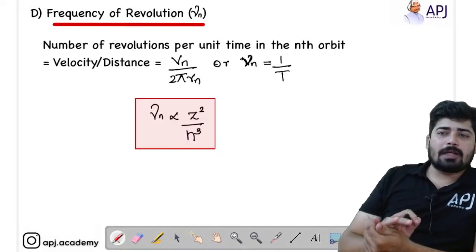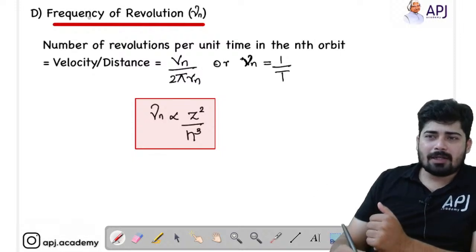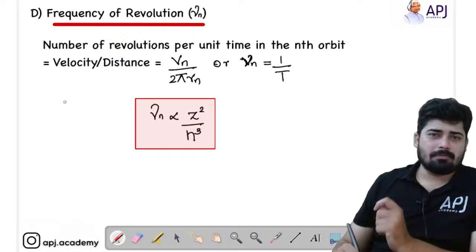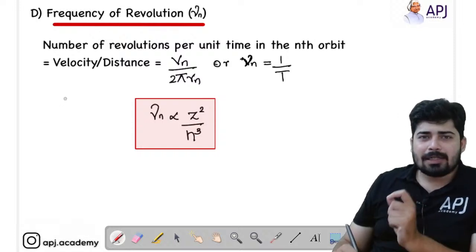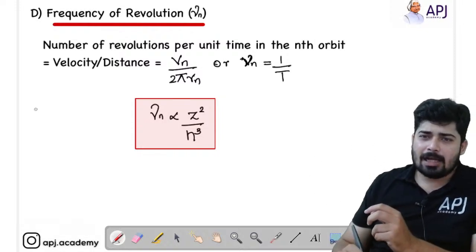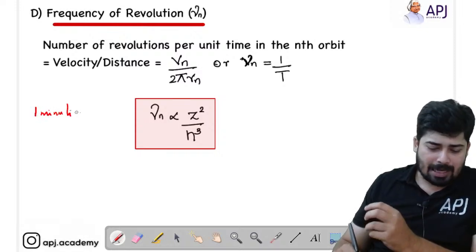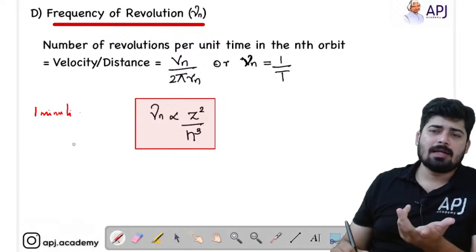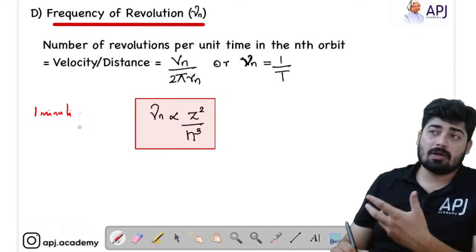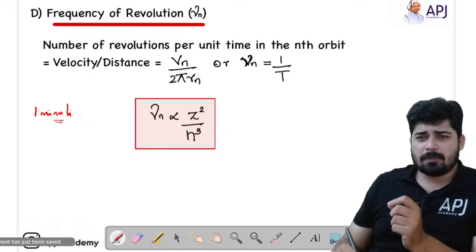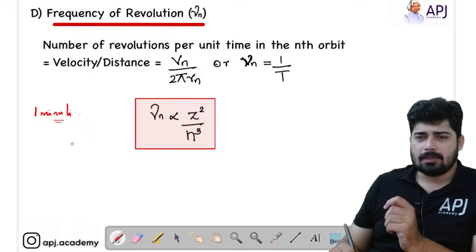Now, getting into the frequency of revolution. What do you mean by frequency? Frequency is, if you consider a unit time, how many revolutions it takes in that unit time. Say I take the unit time as 1 minute. This is a hypothetical time, because we know that electrons move with such a velocity that in 1 minute it revolves billions of times, right? So for explanation purposes, I consider the unit time as 1 minute.